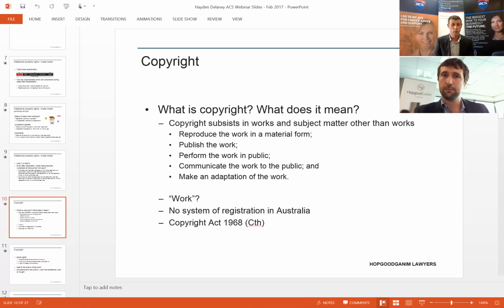Okay, and I suppose just one from Tony that supports that is, what's the easiest way we can identify a trademark's not assigned?